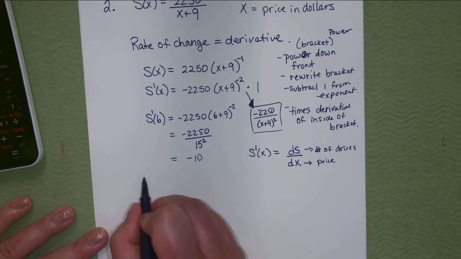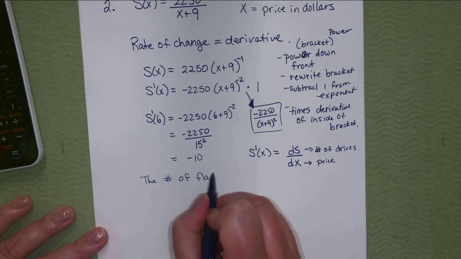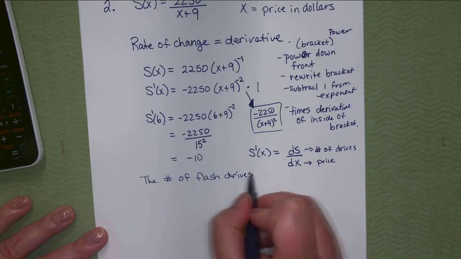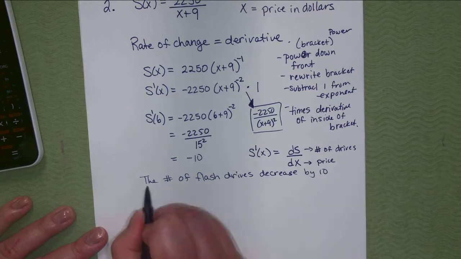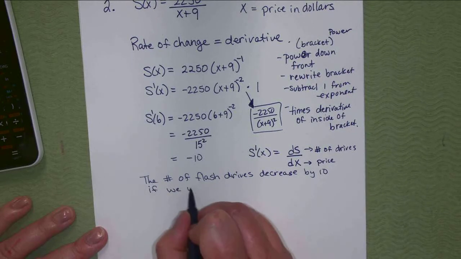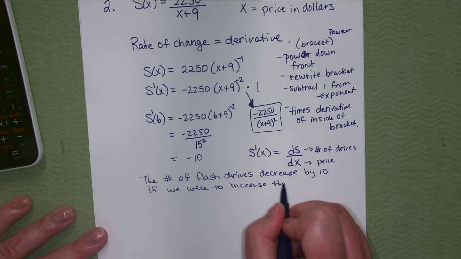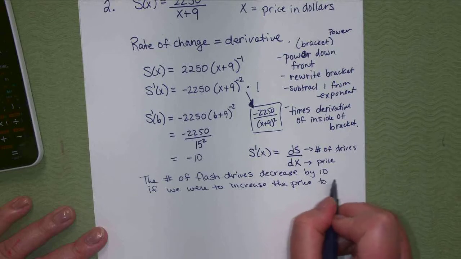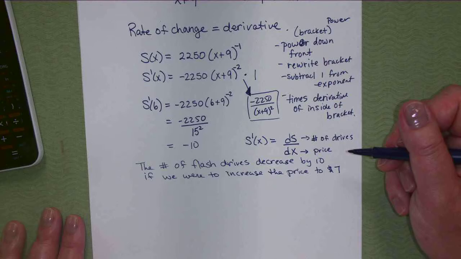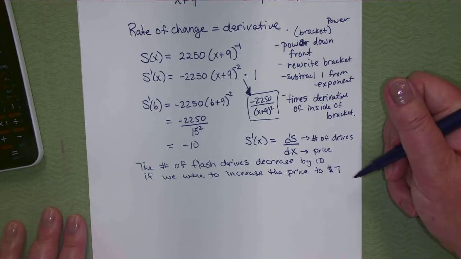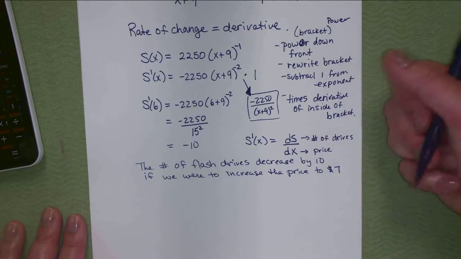So the number of flash drives decrease by 10 if we were to increase the price to $7. So this is the number of flash drives that we would sell. So if we increase it, it goes down by 10.